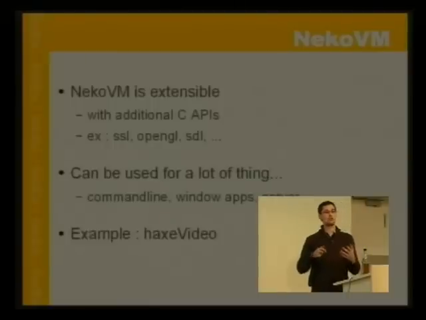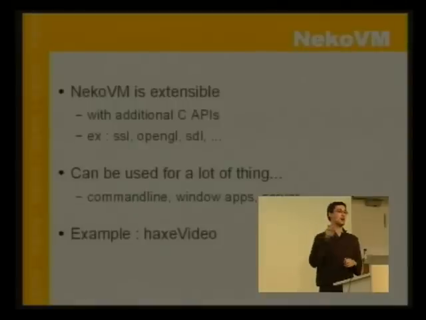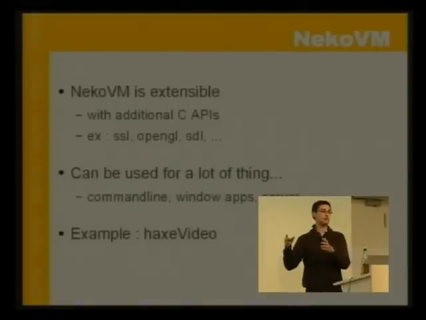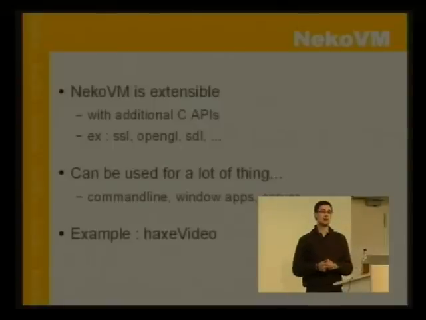You can extend the virtual machine to bind it with an existing C API or C DLL. Then you can use these functionalities from haXe directly. It's pretty easy, not so complicated to do. When you do that, you add more possibilities to the virtual machine and more possibilities to access the API in the language.